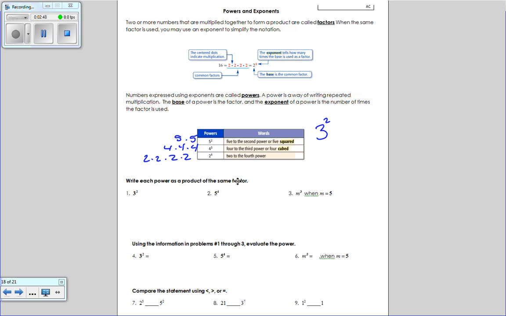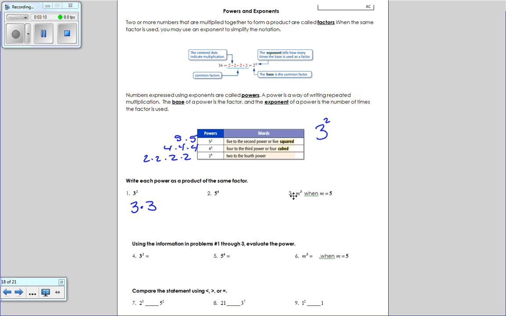In this selection here where it says write each power as a product of the same factor, what it's asking you is to write out what you're going to multiply. So for example, 3 squared, my product of the same factor will be 3 times 3. I want you to go ahead and write out 5 to the fourth power as a product of the factors.